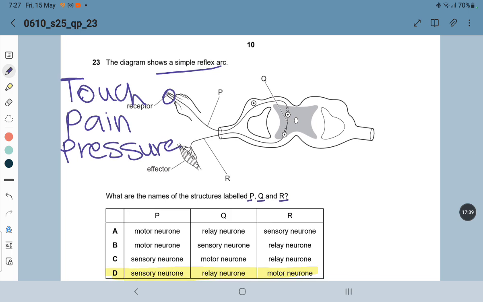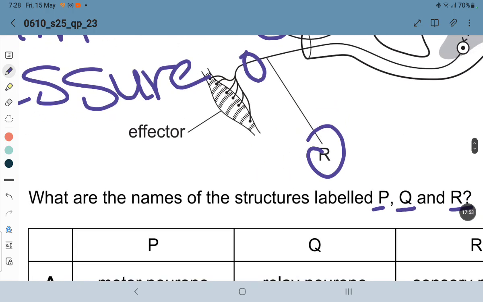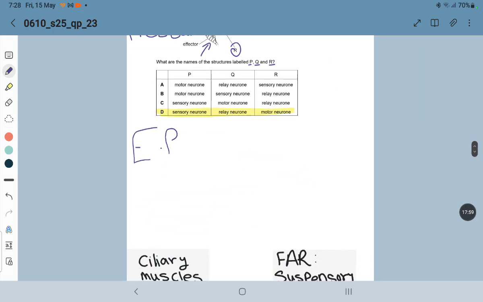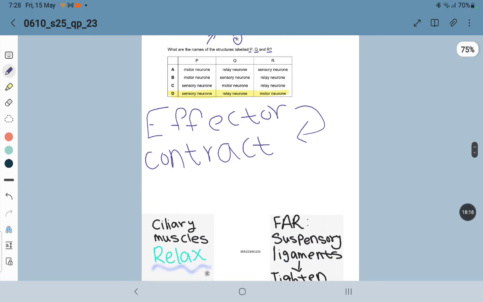Q, of course, will be the relay neuron because it connects your sensory neuron to your motor neuron. R here will be the motor neuron, and the motor neuron is attached to the effector. What is an effector? An effector is a muscle, and when the nerve impulse is transmitted into it via the motor neuron, it will cause an effect. The muscles will contract immediately to move away from the source of danger, which can be a fire, a sting by an insect, or even someone touching you.